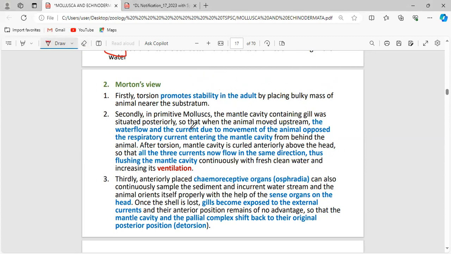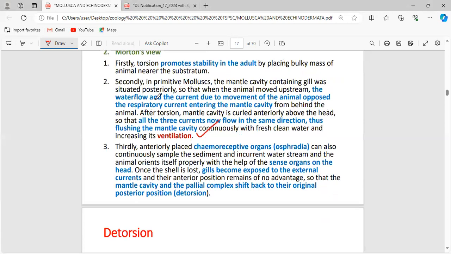So see, the animal finds very much difficulty because of their location. So they are moving to a different location just for favorable conditions for respiration. That is ventilation. So the first point is stability, and the second point is ventilation. And the third point is anteriorly placed chemoreceptive organs, which are called osphradia.